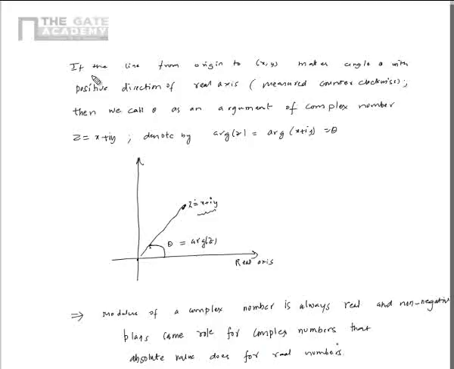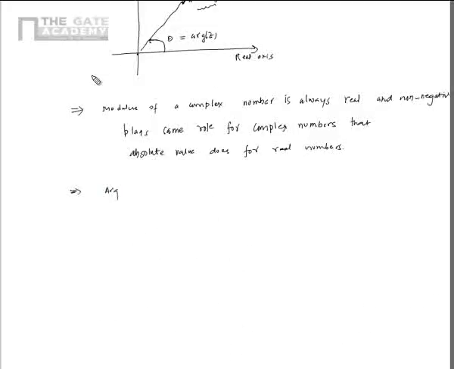And hence sometimes modulus is called absolute value. Okay, now coming to argument. The argument of a complex number is not unique. Now you may think, why?